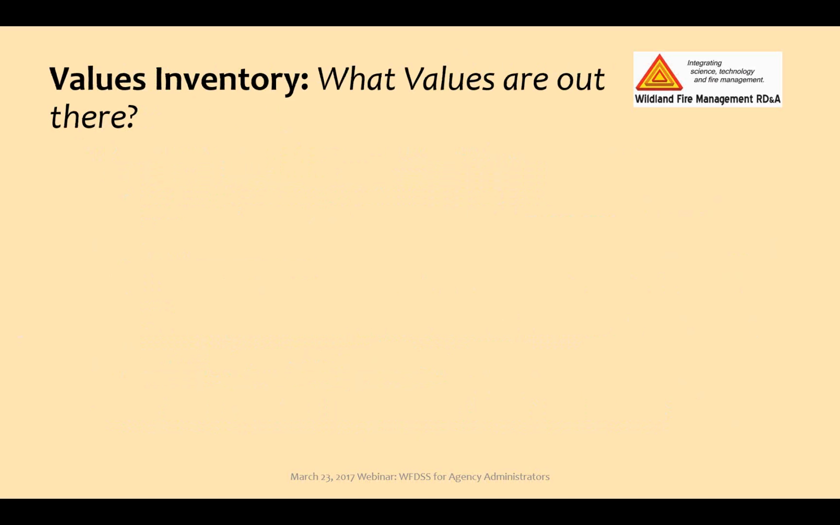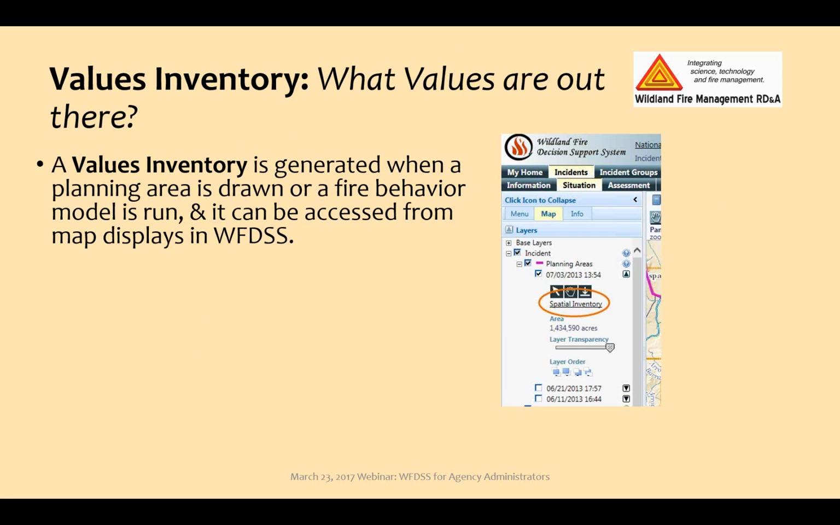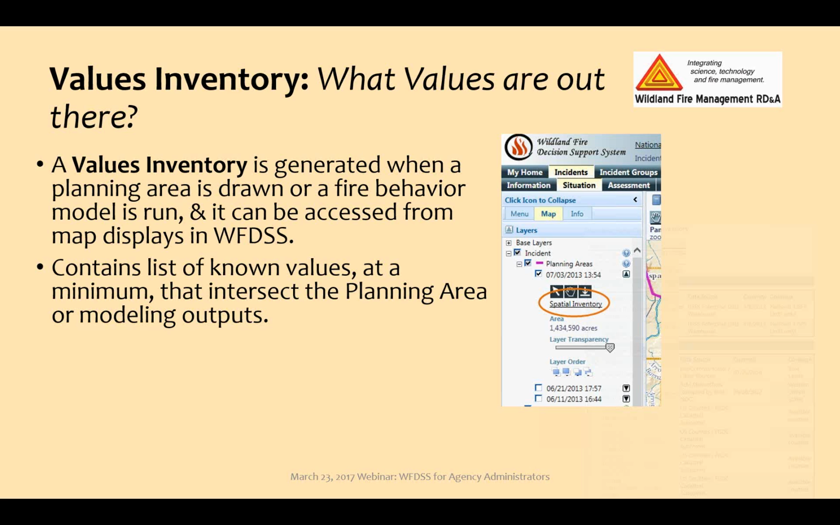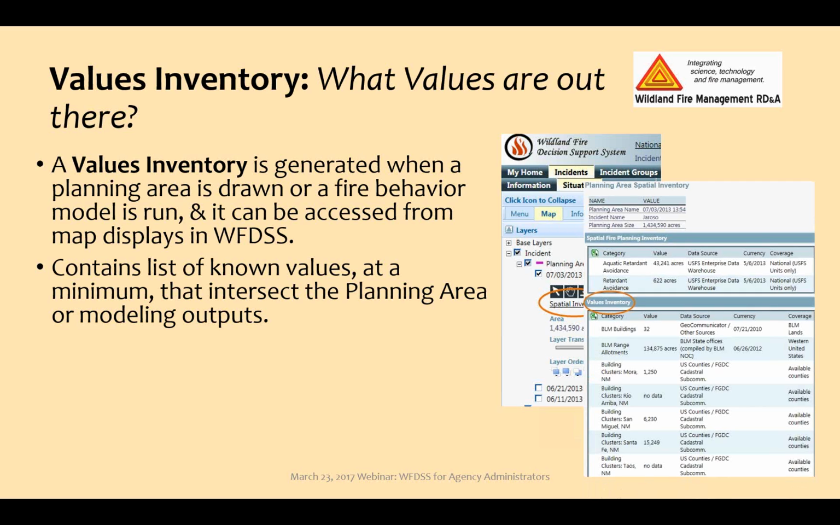Our next topic is values inventory. What values are out there? A values inventory is generated when a planning area is drawn or a fire behavior model is run, and it can be accessed from map displays in WFDSS. The values inventory contains a list of known values at a minimum that intersect the planning area or the modeled output. Understanding what it contains can help inform development and prioritization of incident objectives. A values inventory generated from a planning area is also included in the decision automatically.